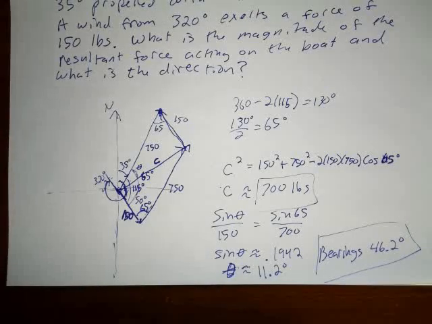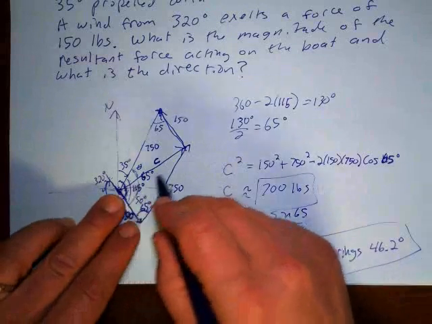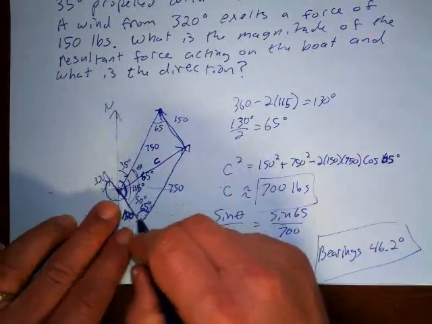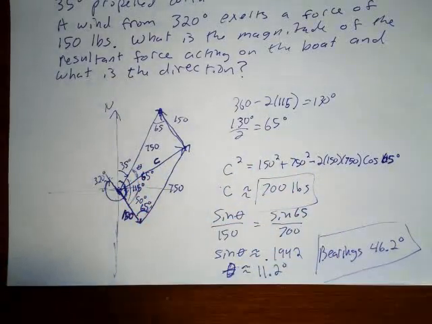In the next several videos we're going to talk about resolving vectors. We found the resultant of vectors. Now, given a vector, can we find the two components that make up that vector?